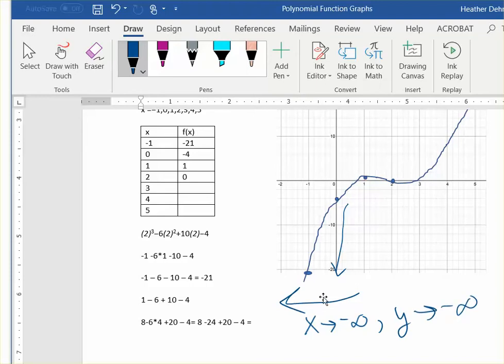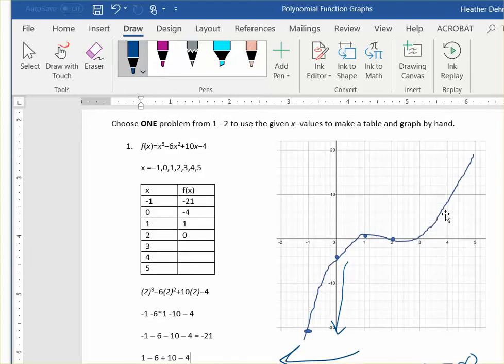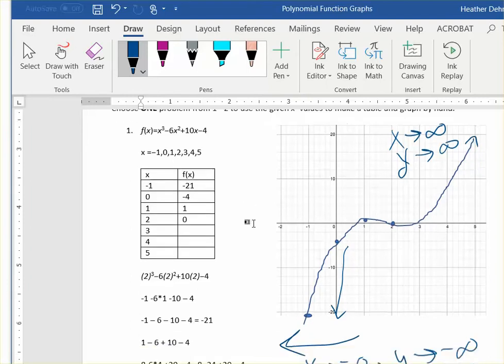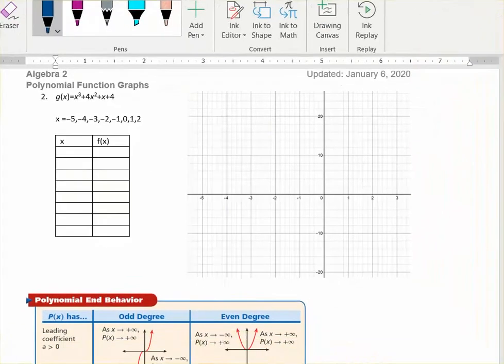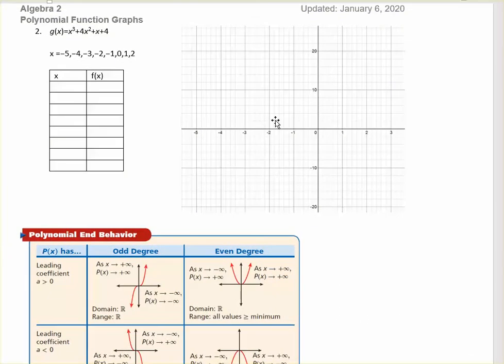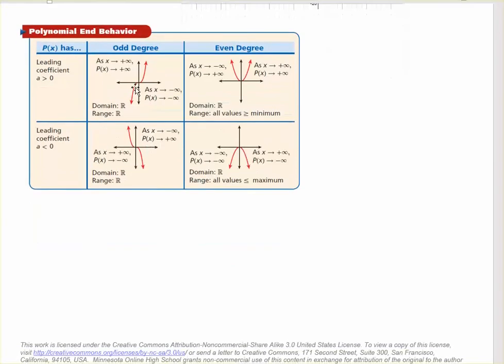And in this problem, as x gets bigger and bigger, as x approaches positive infinity, that means it's getting bigger and bigger, my y value is also getting bigger and bigger. It's going to increase and increase and increase. So that's what sometimes happens for polynomial functions, but not always. Let me move this back, other things might happen.